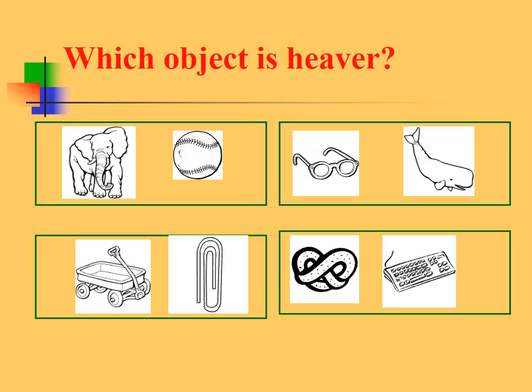Now let's look at the objects and see which one is heavier. First, let's look at the elephant and the ball. Which one will be heavier? The elephant. It will weigh several tons. The other one, the whale and the glasses. Which one is heavier? The whale, obviously. Then we have the wagon and the paperclip. Which one? The wagon, obviously. And the last one, the pretzel and the keyboard. Which one will be heavier? Yes, the keyboard will be heavier.